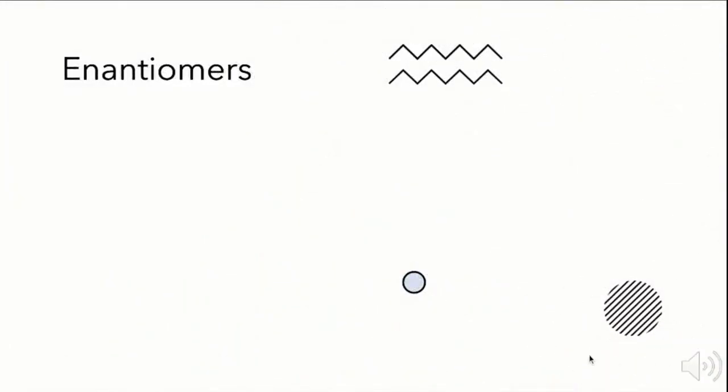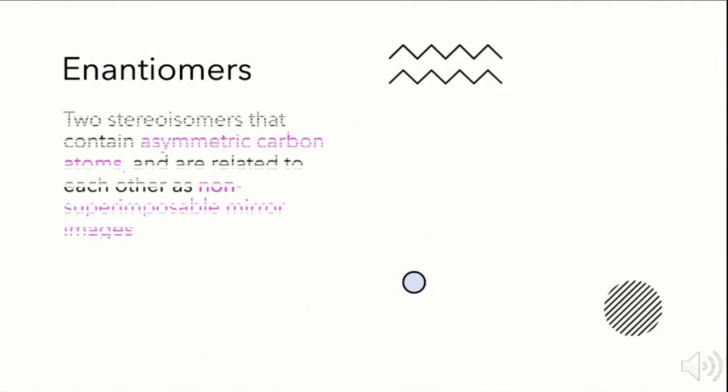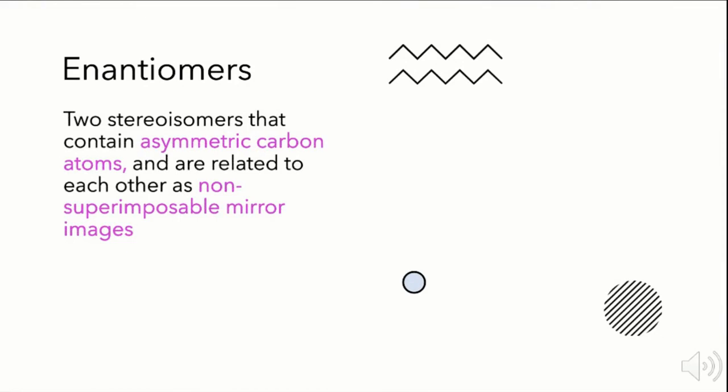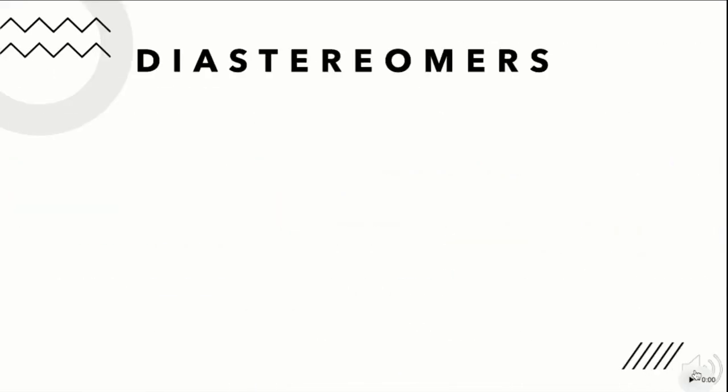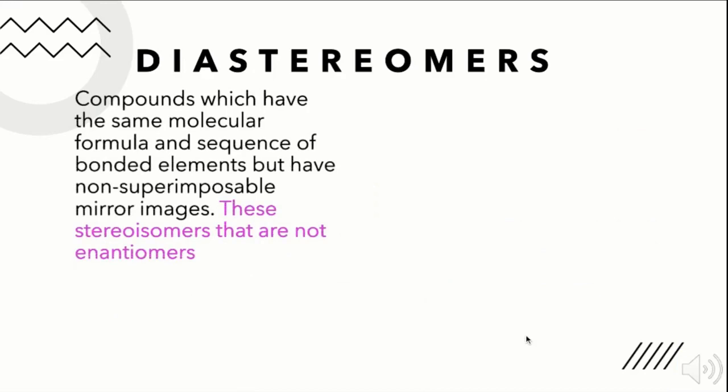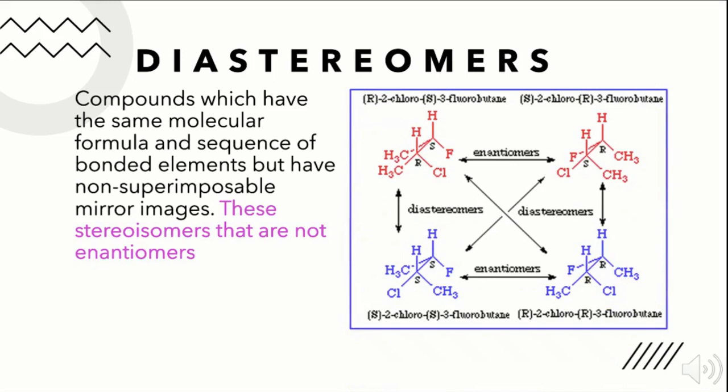Now we'll talk briefly about the 2 types of stereoisomers. Here we have enantiomers, which are 2 stereoisomers that contain asymmetric carbon atoms and are related to each other as non-superimposable mirror images. Next, we have diastereomers, which are defined as compounds that have the same molecular formula and sequence of bonded elements but are non-superimposable and not mirror images. These stereoisomers are also defined as not enantiomers.